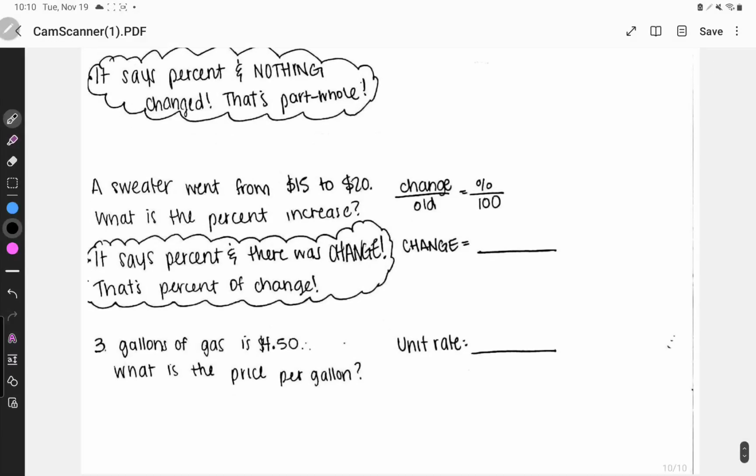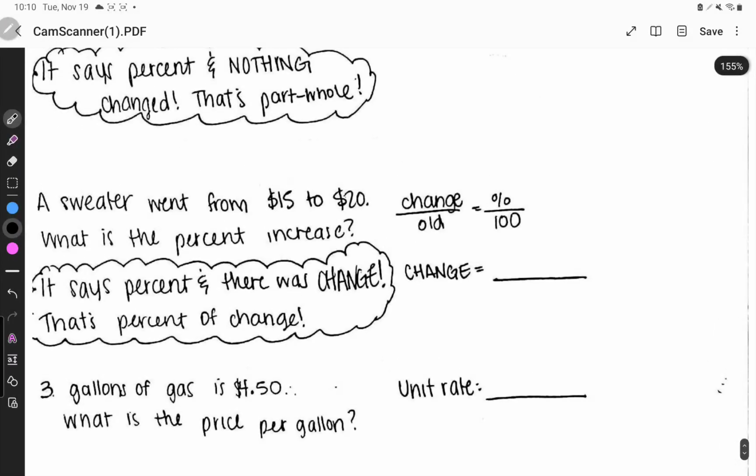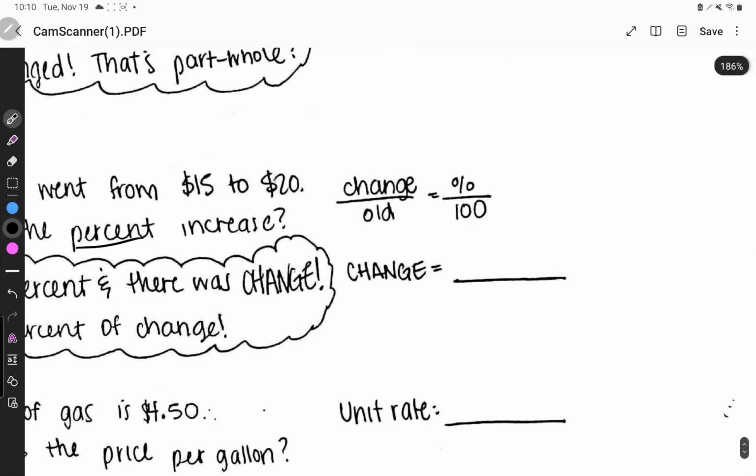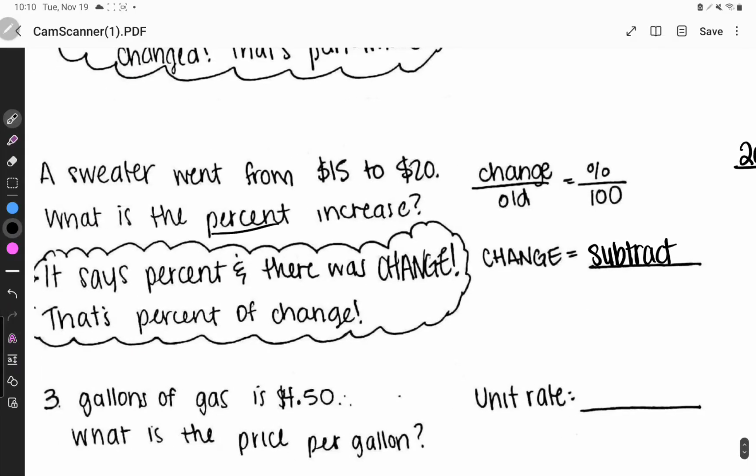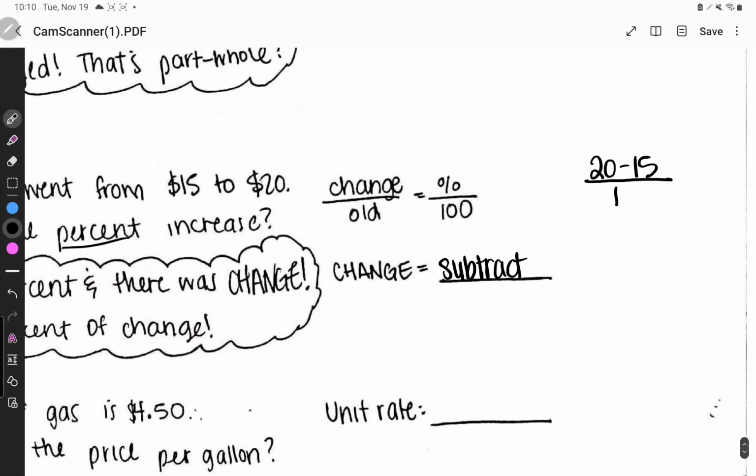This one right here is percent of change. A sweater went from $15 to $20, what is the percent increase? So it says the word percent and something changed. Now, the big thing to remember with percent of change is that to calculate the change, you have to subtract. So your change would be your prices subtracted. Your old is going to be the original cost or however much was originally there. So the sweater used to be $15, so that's the old cost. And then you have percent over 100. And then instead of that percent, I'm going to put x.